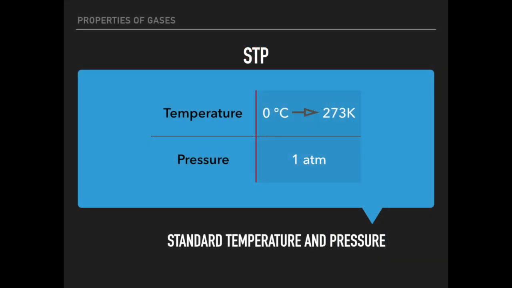And the very last thing we're going to cover today is something called STP. This stands for Standard Temperature and Pressure. This is the standard condition to measure gases. So as you can see, standard temperature is 0 degrees Celsius, also known as 273 Kelvin, and the standard pressure is 1 atm.